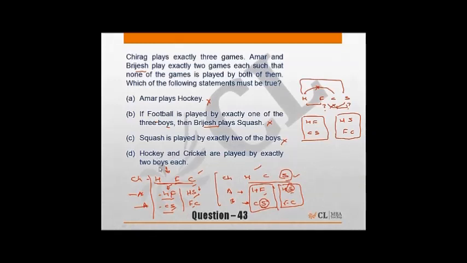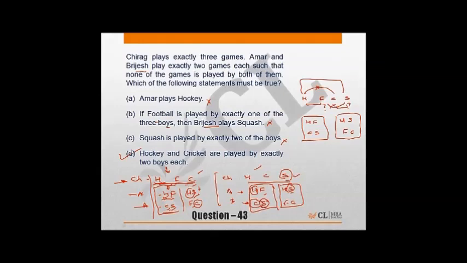Hockey and cricket are played by exactly two boys each. In this particular case, first case, hockey and cricket are being played by Chirag. If we go by this pattern, one will play hockey, the other will play cricket. So two people will play hockey and two will play cricket. Similarly, in the second also, again we have hockey and cricket. Similarly out here, hockey, cricket together, and hockey, cricket. So in each of these cases, you find two people will play hockey and two will play cricket. So the correct answer is choice D.